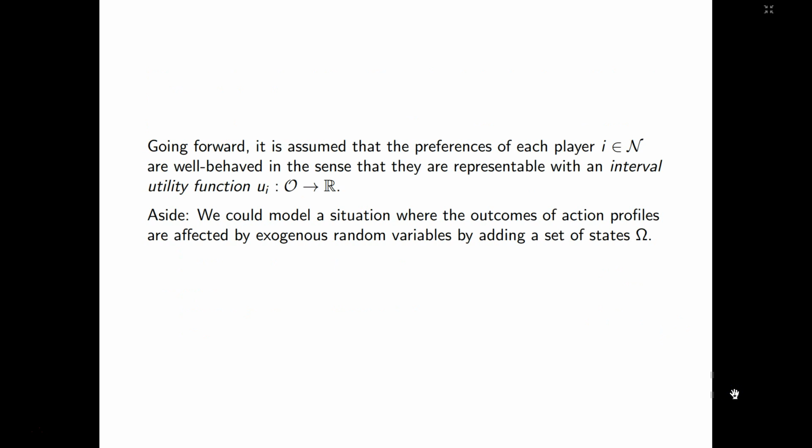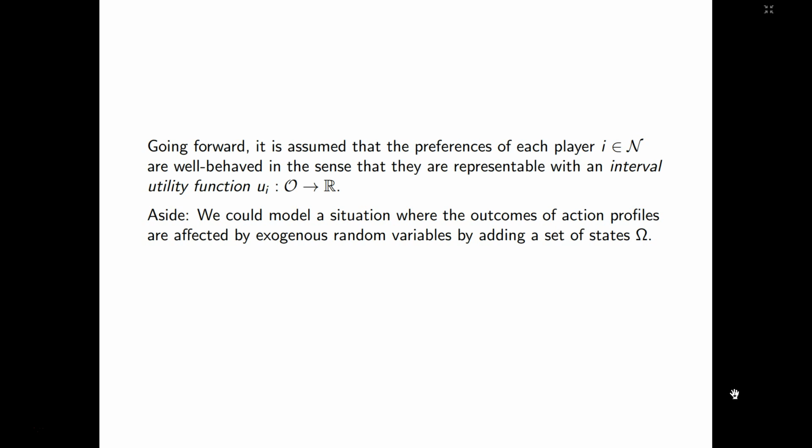Going forward, it's assumed that the preferences of each player i in N are well behaved, in the sense that they are representable with an interval utility function that maps the outcomes to the set of real numbers. So we're just assuming that these are well-defined, well-behaved preferences that meet all of the axioms set out in expected utility theory. They are constrained in the way that expected utility theory requires, so that they can be represented by an interval utility function.